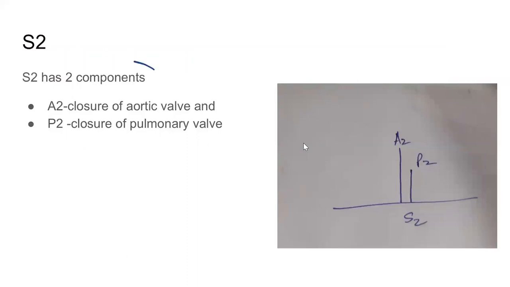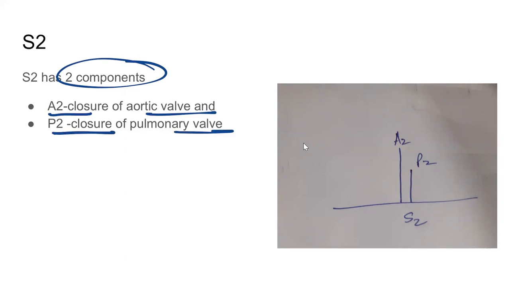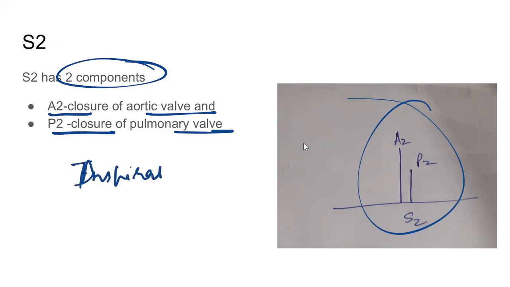So S2 has two components. A2 is because of closure of aortic valve, and P2 is because of closure of pulmonary valve. So this is a normal S2. Now, whenever there is inspiration, patient inspires, blood in right side of the heart increases, while in left side it decreases. So there would be delay in the closure of pulmonary valve, leading to increase in this gap.